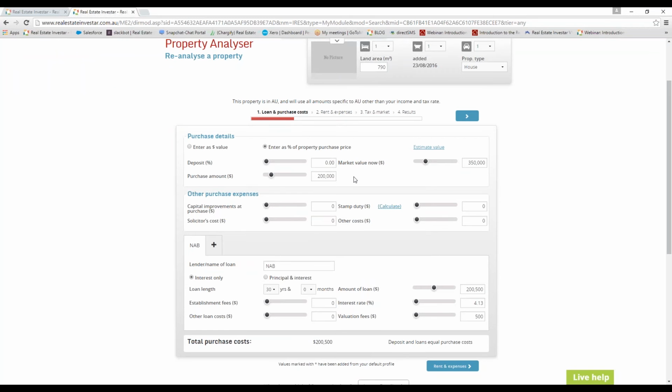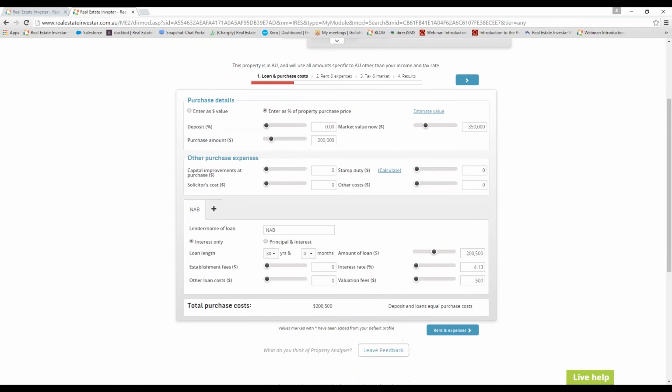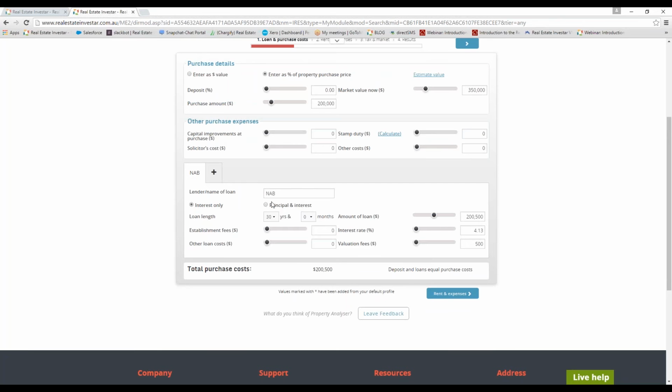So here we've popped in the information surrounding our property. We obviously don't have a deposit or purchase costs associated. They were already factored in with the sale of the 2 blocks of land at the front. So we only owe $200,000 and we estimated that the value is $350,000. Pretty conservative considering the median price is $399,000 for a 3-bedroom house in Marsden.